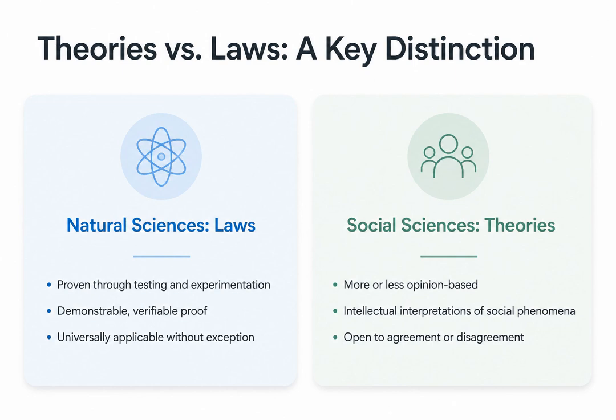When a social scientist proposes a theory, they are essentially saying, I think this is the reason behind this social phenomenon. Because human behavior is complex, there is no absolute compulsion of mathematical proof. Theories represent human opinions and intellectual interpretations, meaning you are entirely free to agree or disagree with them.